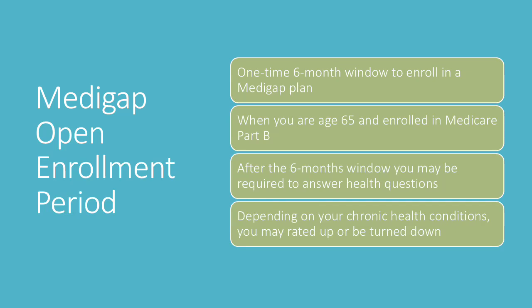It's important to note that Medigap policies limit enrollment to very specific times. The main one is the Medigap Open Enrollment Period. It's when an individual who turns age 65 and enrolls in Medicare Part B has a one-time 6-month window to enroll in a Medigap plan without medical underwriting. After that time, the insurance company may ask health questions as part of its medical underwriting. Individuals may be rated up or even turned down for coverage. Because Medigap plans are private insurance policies, they are not part of the Medicare Annual Open Enrollment Period.